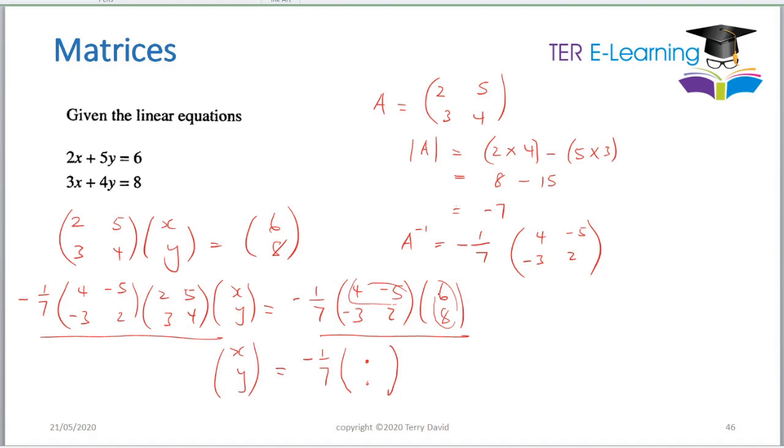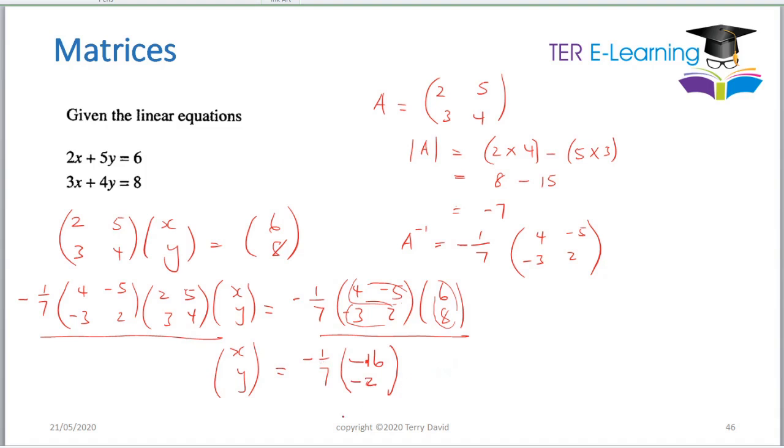So that's 4 by 6 gives me 24 plus minus 5 by 8, so minus 5 by 8, and that gives me minus 16. Then we need to take this row and multiply by this column. So minus 3 by 6 gives me minus 18 plus 16 gives me minus 2. So this is minus 2 coming here now.